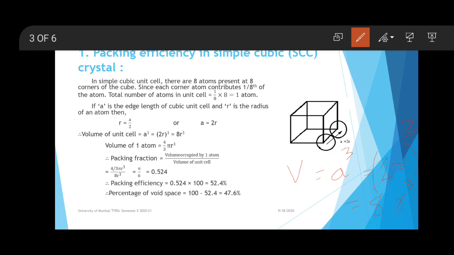Now you should also understand the volume of one atom. An atom is considered as a sphere, and you should know the volume of a sphere from geometry, which we saw in previous classes as well as in lower classes. Volume of sphere is equal to 4 by 3 pi r cube. That is called the volume of one atom, small v.